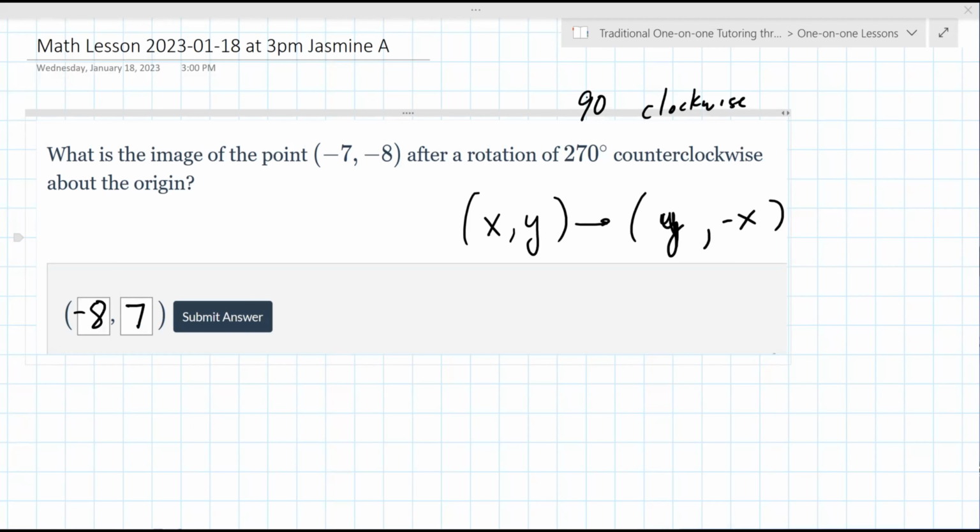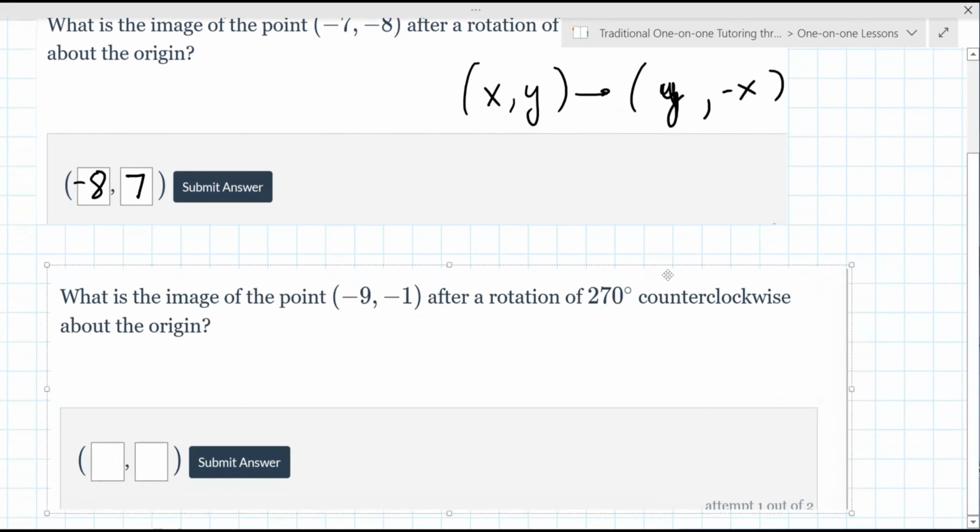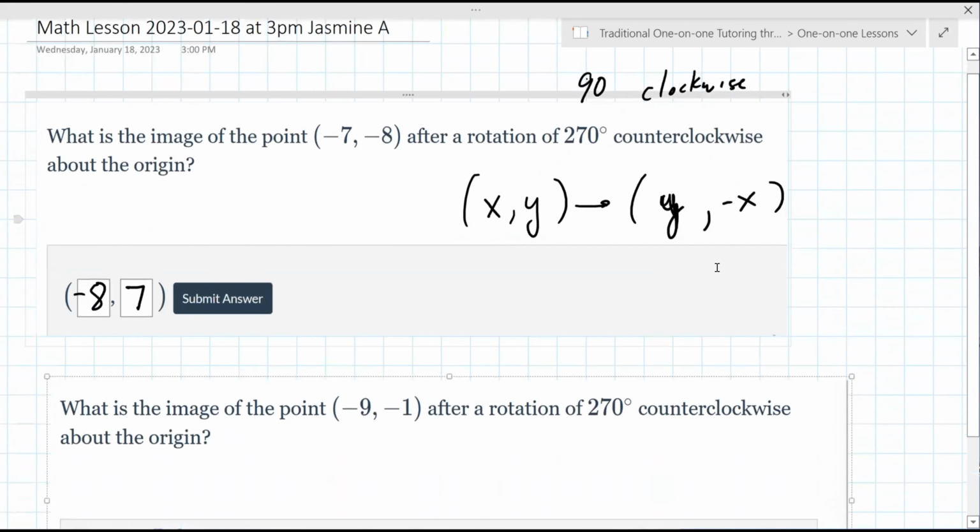Are you sure you want to? Yes, I want to submit the answer. Okay. Yeah, there we go. All right, 1 out of 15. Next problem. Okay, so same thing here. Now that you've got the formula, I'll have you tell me the answer here. What does this one become?